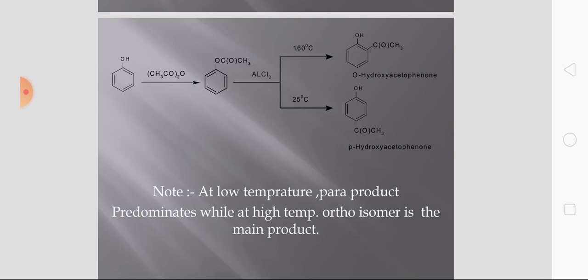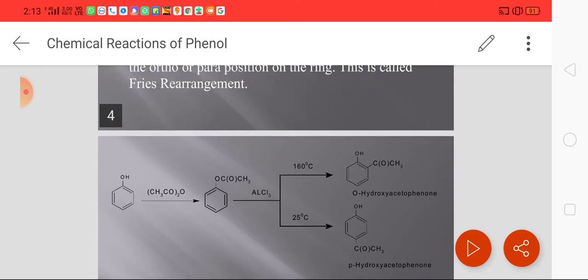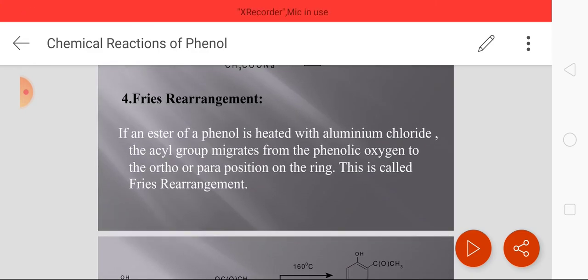In this reaction, temperature plays a very important role. At low temperature, the para product will predominate, whereas at higher temperature, the ortho product will be the main product. At 160 degrees, ortho-hydroxyacetophenone is formed, and at low temperature, 25 degrees centigrade, para-hydroxyacetophenone will be formed. This is Fries rearrangement, and this is a very important reaction from the point of view of the exam. This is a very important reaction.